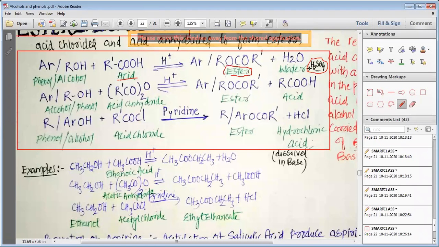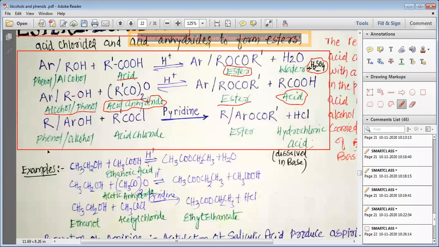An ester is produced. Same way, my dear students, when an alcohol or phenol is allowed to react with acid anhydride, you can see here the acid anhydride, (RCO)2O, R'CO twice into O, in the presence of H plus, again we need acid, we get an ester and we get another carboxylic acid produced.